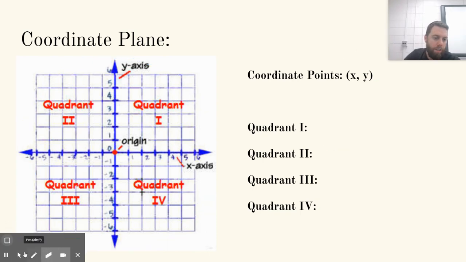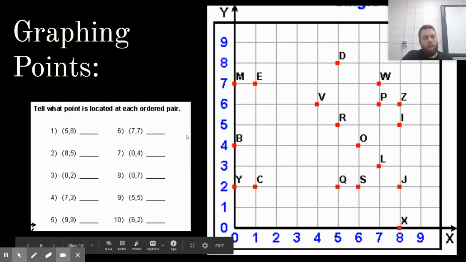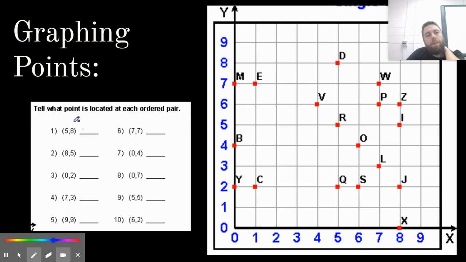Now, let's clear this out. Graphing points. So we have here a couple of coordinates, right? And we are simply asked to figure out which one of these letters marks the point that is at that coordinate. Looking at number 1, we see 5, 8. Well, we know this 5 represents the x value and the 8 the y value. So looking at number 5 on the x-axis, then we go up to 8 on the y, and it is letter D.